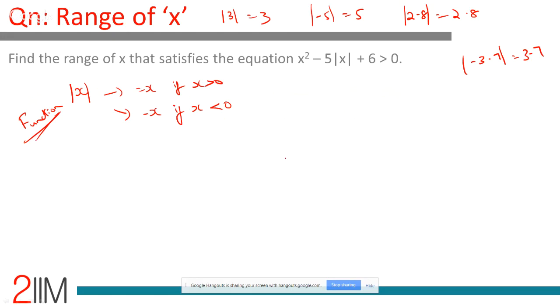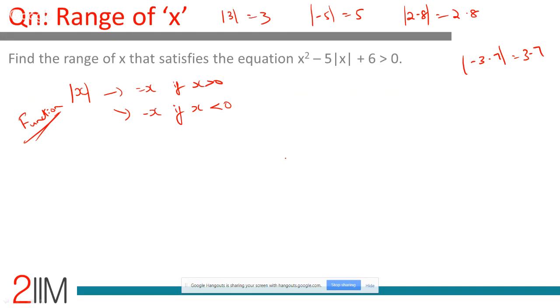Very often, students ask me, mod x equal to minus x, how will it be negative? Mod x cannot be negative. Mod x is not minus 6, mod x is minus x. When x is negative, x already carries a minus sign. So minus of minus will become positive. Minus x can be positive. Minus 3 is negative. Minus x need not be negative.